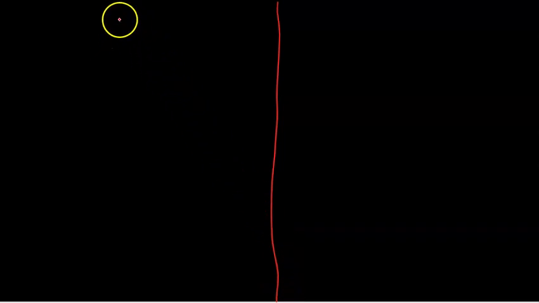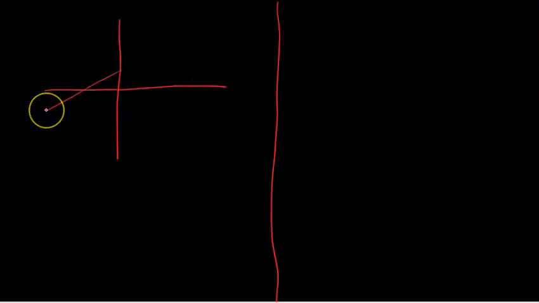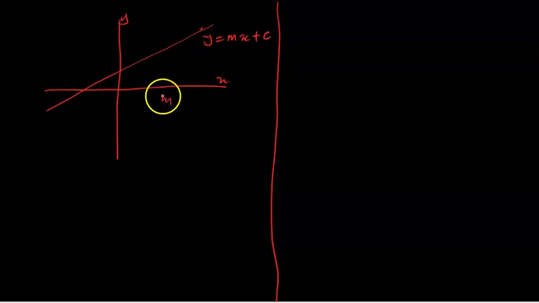Now, if you have your y-axis and your x-axis, and a straight line passing through them, we know that the equation of this line is given as y equals mx plus c, where m is the slope, or the gradient, and c is the intercept on the y-axis. This is my c, the intercept on the y-axis.